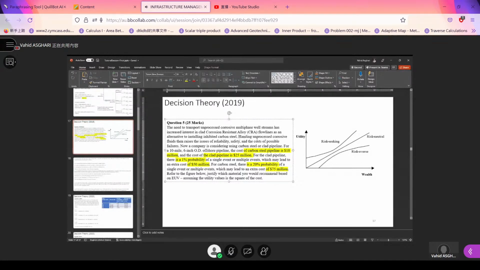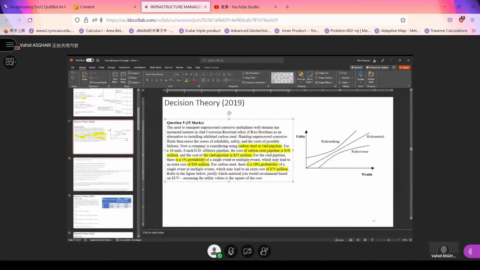Handling unprocessed corrosive fluids then raises the issues of reliability, safety, and the costs of possible failures. Now, a company is considering using carbon steel or clad pipeline. Two options. For a 10-mile, 6-inch OD offshore pipeline, the cost of carbon steel pipeline is 10 million and the cost of the clad pipeline is 25 million. Seems reasonable.